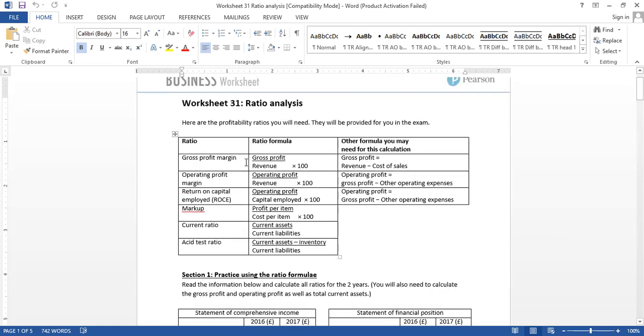Gross profit margin equals gross profit over revenue into 100. Operating profit margin equals operating profit over revenue into 100. ROCE equals operating profit over capital employed into 100. Markup equals profit for the item divided by cost per item into 100. Current ratio equals current assets over current liabilities. Acid test ratio equals current assets minus inventory over current liabilities, right?